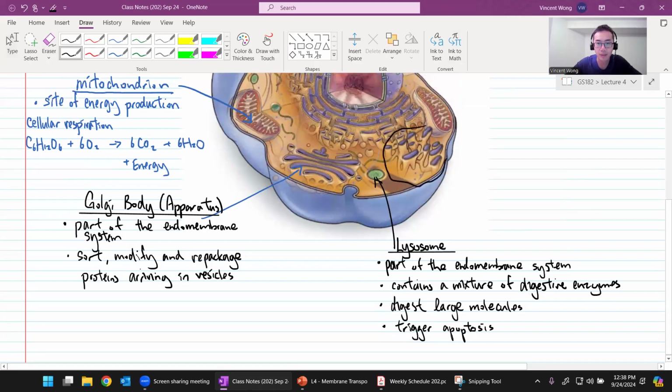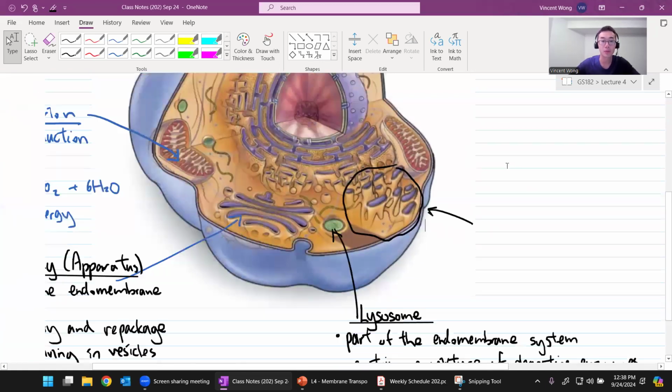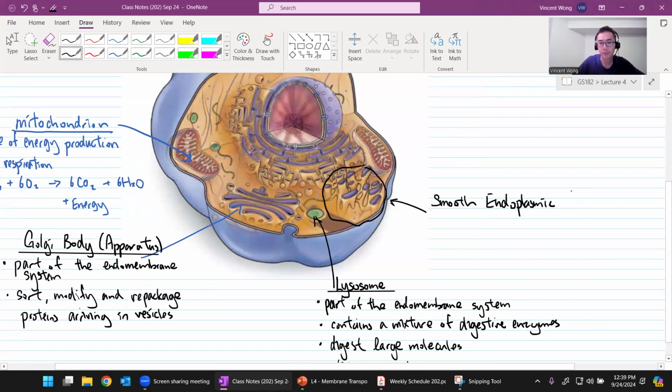How about this stuff out here? Anyone know what that might be? Is it the smooth one or the rough one? What do you think? Let's zoom in a little bit to take a closer look. It's the smooth one, because they do not have the ribosomes, right? So that's the smooth ER. On the quiz, please spell the whole thing out: smooth endoplasmic reticulum.